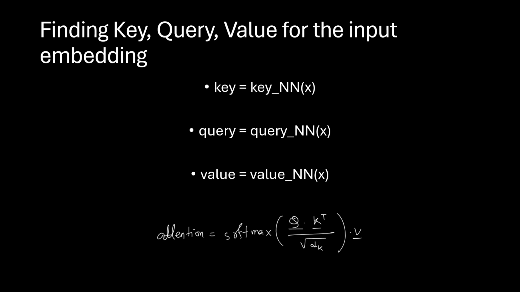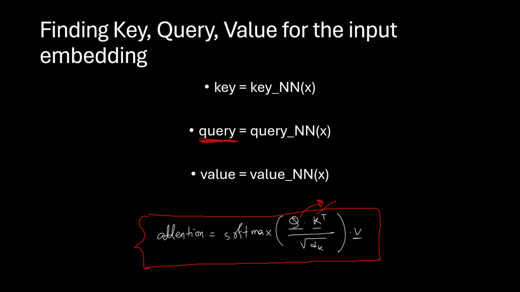Now let's look at the attention function. This is the main thing. We will just simply be implementing this function to produce the output. The function is attention equals softmax of Q times K transpose divided by square root of d_k, times V. So Q here is what is called query. K here is what is called key. And V here is what is called value.